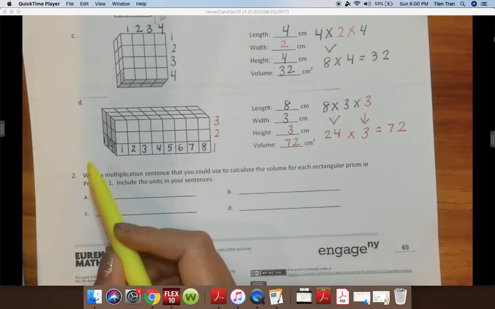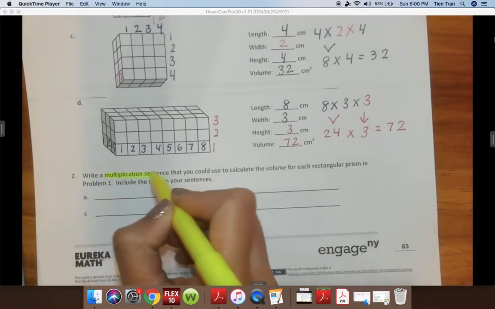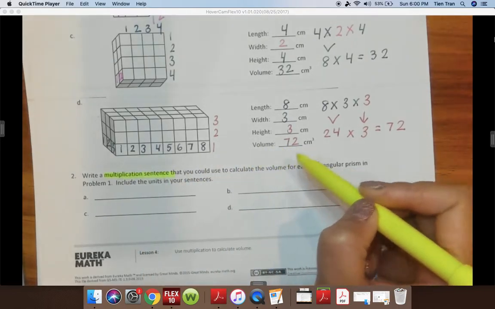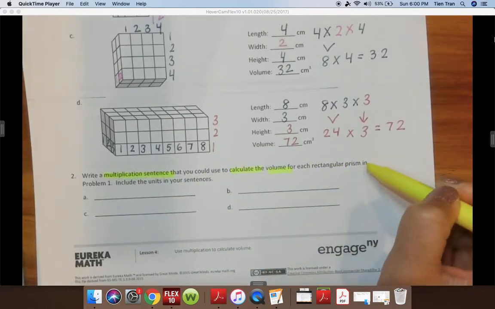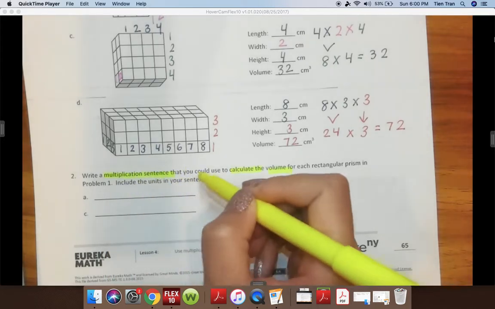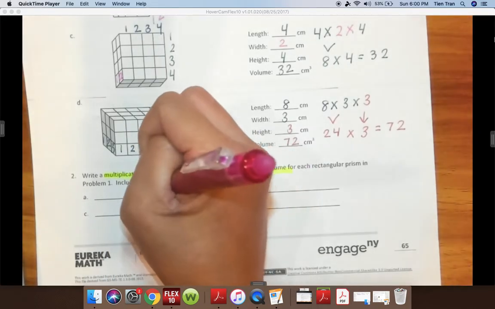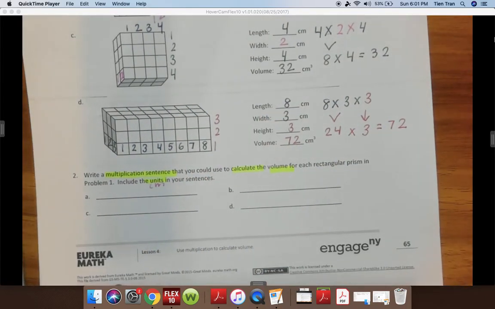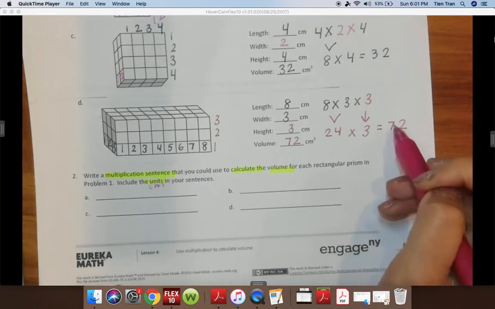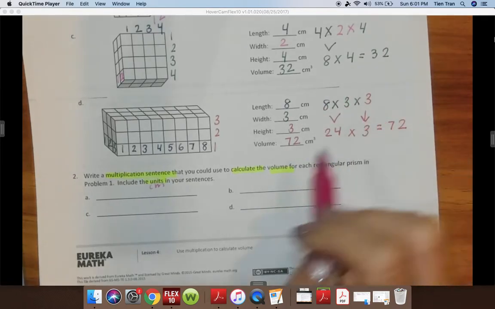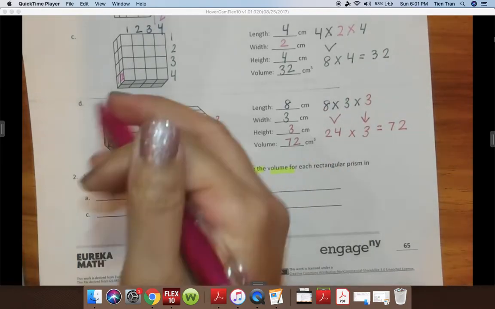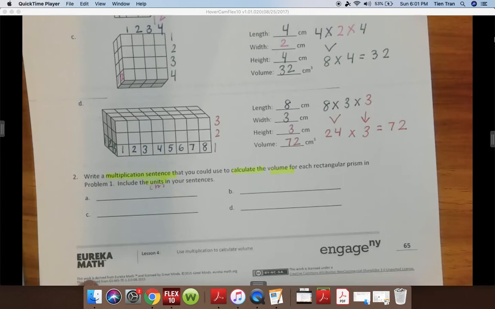For problem 2, it says write a multiplication sentence that you could use to calculate the volume for the rectangular prism in problem 1. Include the units in your sentence. So all these units were centimeters, so I should make sure I include centimeters. And a multiplication sentence is just like this. That's what you've been writing. So I need to make sure I'm writing my multiplication problem.